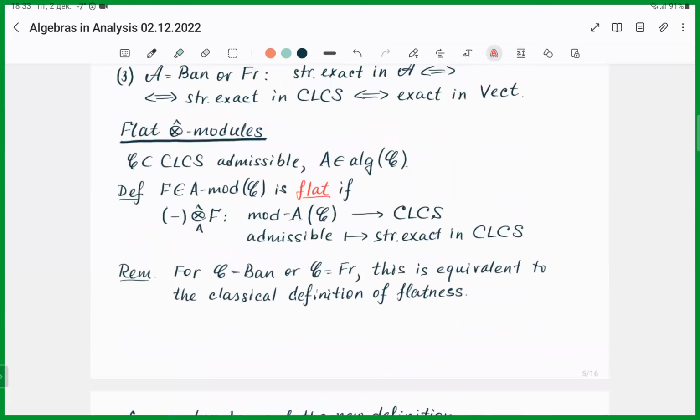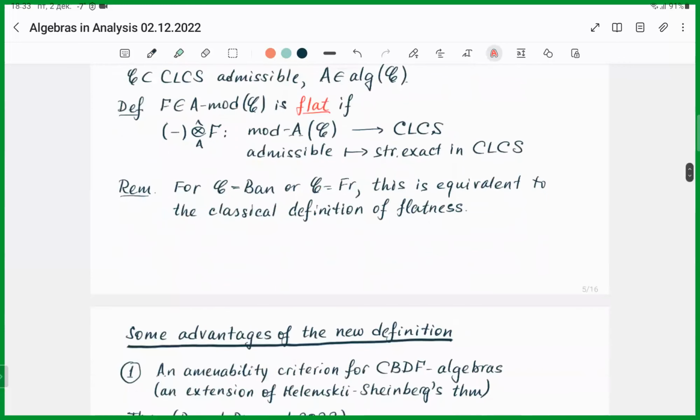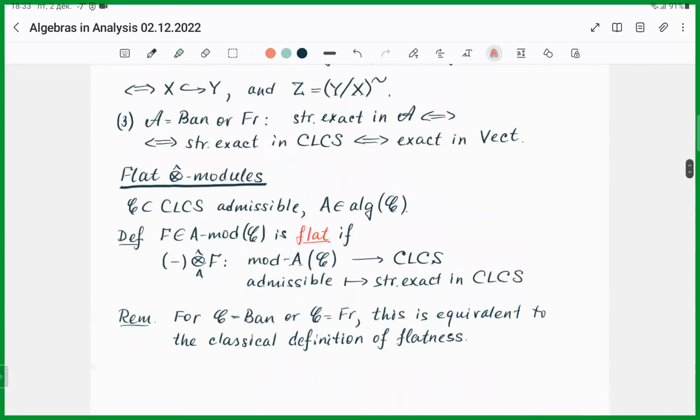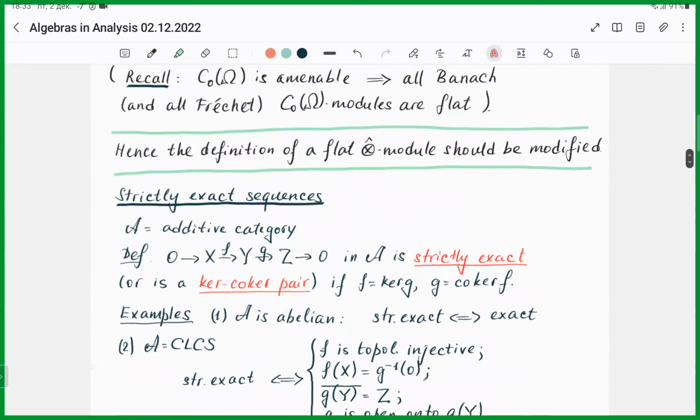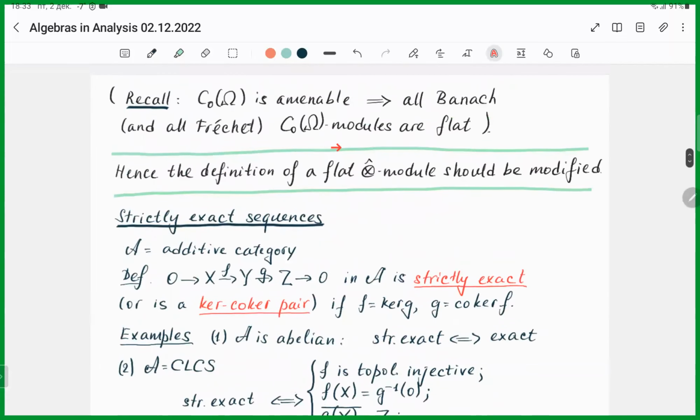Again, the details were given at my previous talk, but nevertheless, let me briefly explain some advantages of this new definition of flatness. The first advantage, which is not on my slide, is that this definition is compatible with amenability. So such pathologies, as shown here, are no longer possible. If you have an amenable Banach algebra, or an amenable Fréchet algebra, or an amenable topological algebra, then all topological modules over such an algebra will be flat.